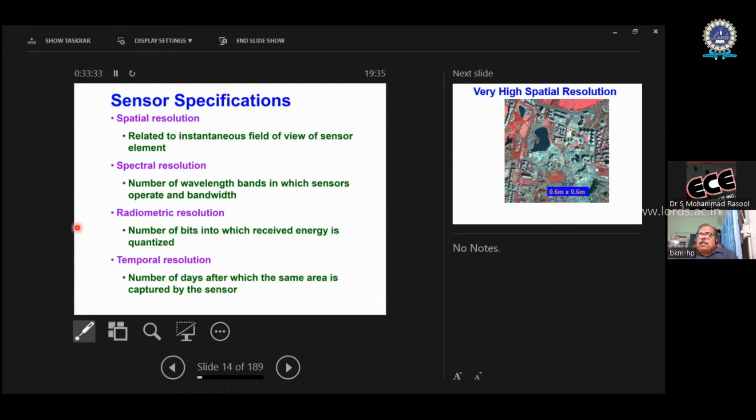How many bits per pixel? So when the data is collected, in how many bits is it represented?